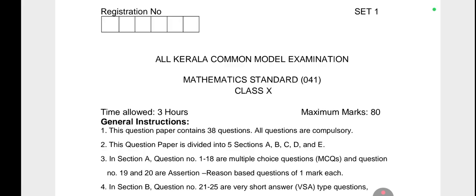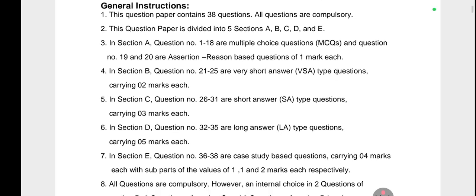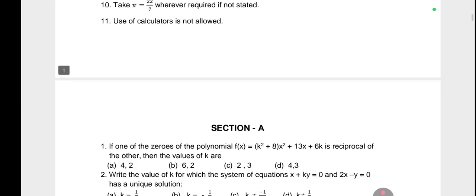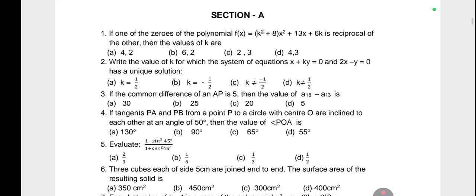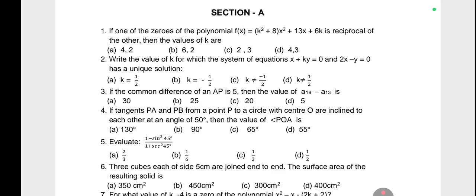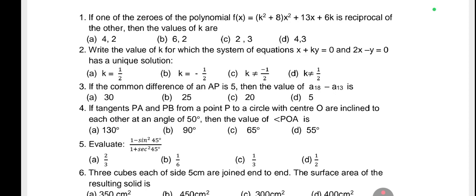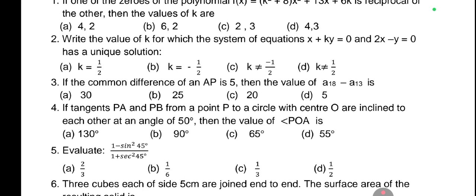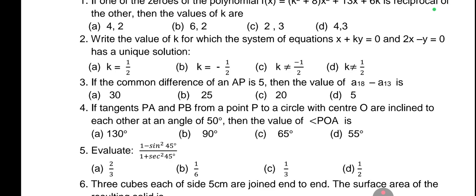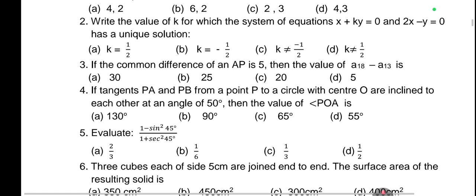Today, children, we're going to discuss the Class 10 CBSE All Kerala Common Model Exam question paper with answer key. You can see question number 1, they're talking about polynomials, zeros and reciprocals of the other. Second, pair of linear equations, unique solution, they're asking a1 by a2 not equal to b1 by b2. Third, AP. So common difference, very important board question only, a18 minus a13.